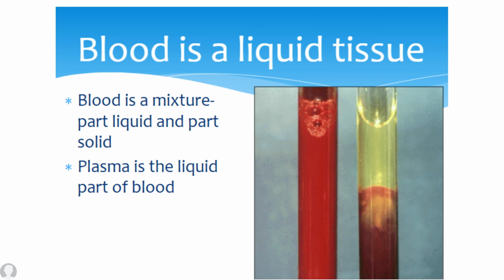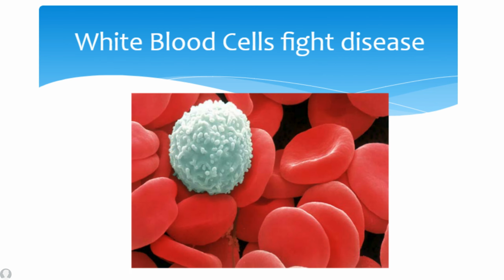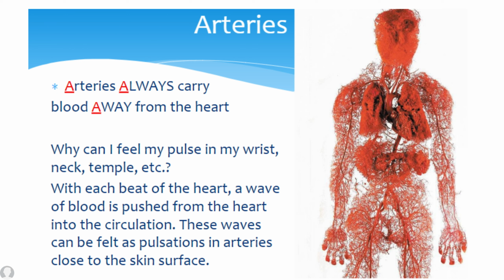So we have here the blood. Blood is a liquid tissue. It is a mixture of part liquid and part solid. Plasma is the liquid part of the blood. Here are the examples of red blood cells. They contain hemoglobin, an iron compound which carries oxygen. Another one is the white blood cells, which fight diseases. So when we say arteries, they always carry blood away from the heart.